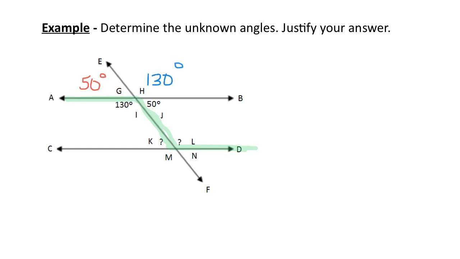Knowing that, within this Z pattern, angle I, which is 130 degrees, is going to be equal to angle L. Angle I and angle L are alternate angles. So that means that angle L is going to be 130 degrees. In terms of the justification that I'm going to give here, I'm going to say that angle I and angle L are alternate angles.